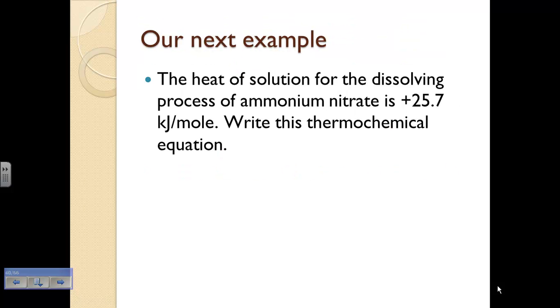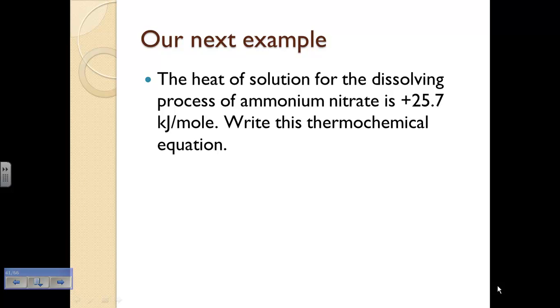Let's read our last example on this page. The heat of solution for the dissolving process of ammonium nitrate is positive 25.7 kilojoules per mole. Write the thermochemical equation. Well, I notice positive is indicating it's endothermic. This would get cold to our touch.